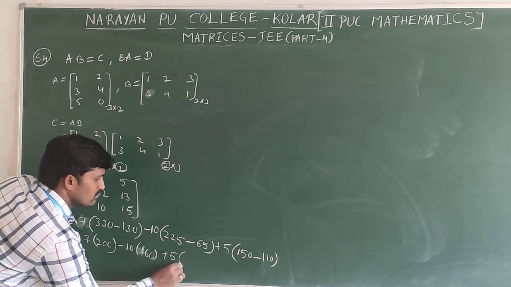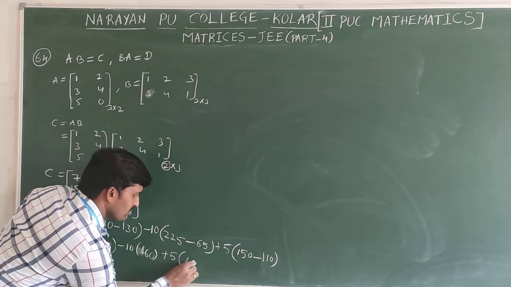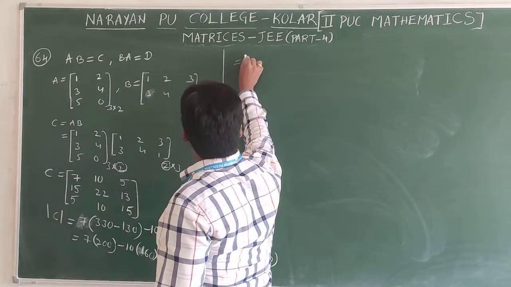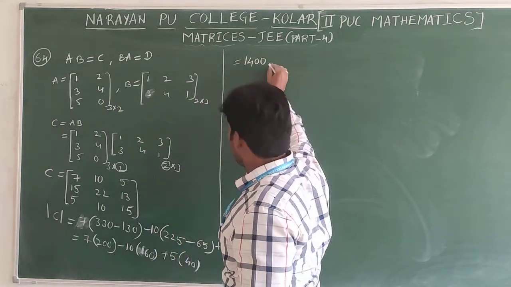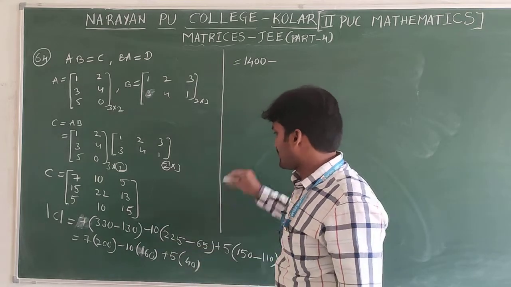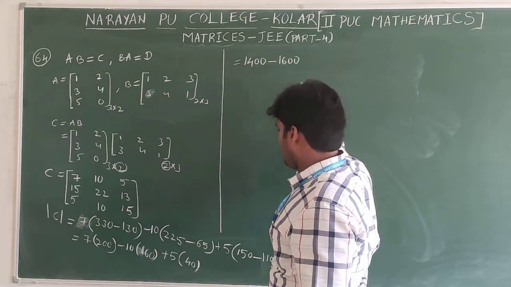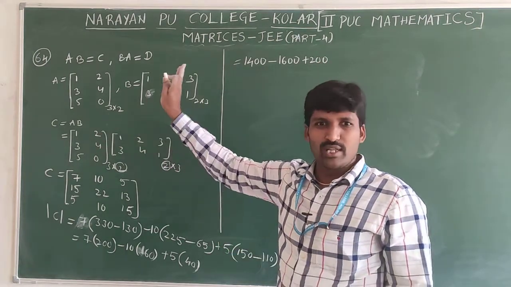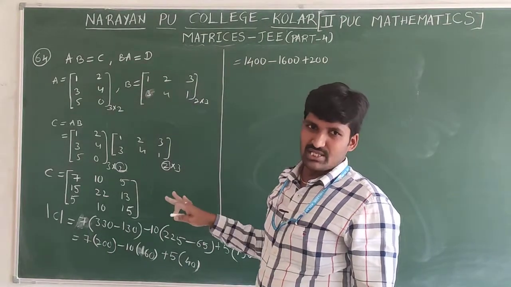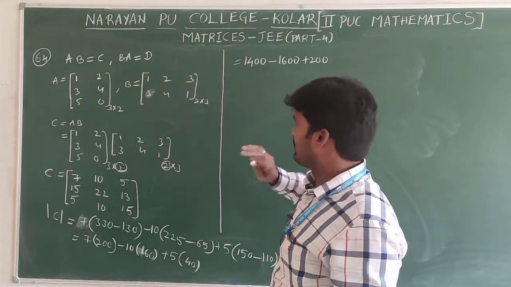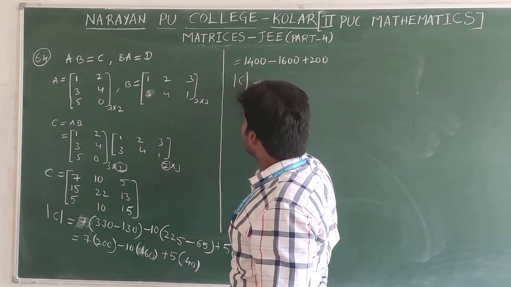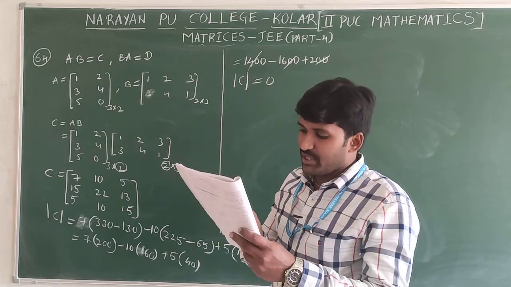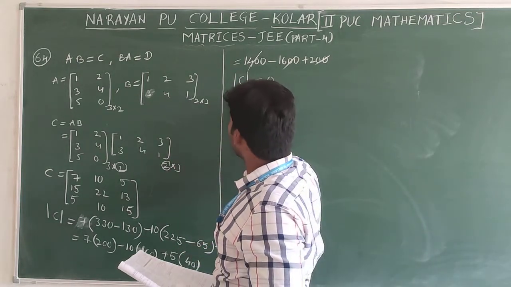Next, plus 5 into, it's clearly 40. Now simplify this. It's clearly 1400 minus, how much will you get? 1600. Here how much will you get? 200. I am telling you, you can take any example, not only these numbers. This condition will be satisfied. Any numbers you can take, small numbers or big numbers also. Now clearly det C value, how much did we get? 0. That's why, which option is correct? Determinant of C is 0. That's why option B is the correct one.